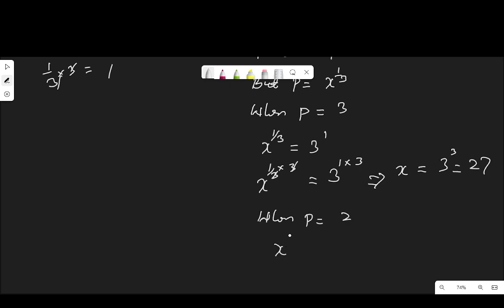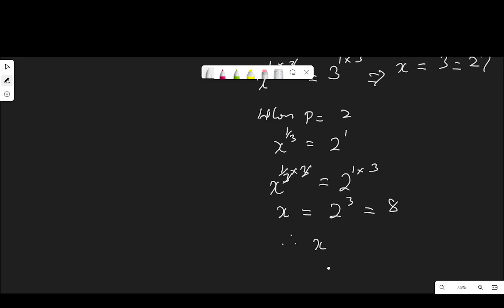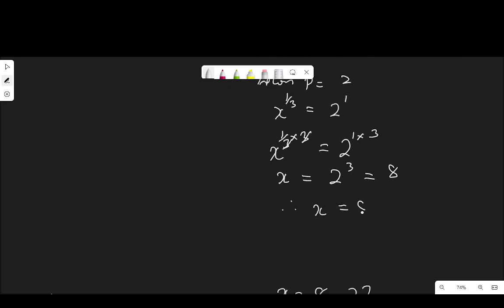Again, when p is 2, that means x to the power of 1 over 3 is equal to 2 to the power of 1. Then to solve for x here, I'll multiply this power by 3. I have x to the power of 1 over 3 multiplied by 3 equal to 2 to the power of 1 multiplied by 3. So these 3 can cancel. That means x is equal to 2 to the power of 3, which is 8. Therefore, our answer to this question is x equal to 8 or 27.